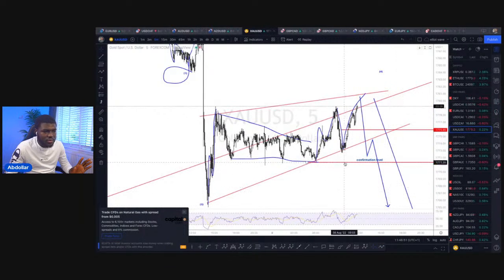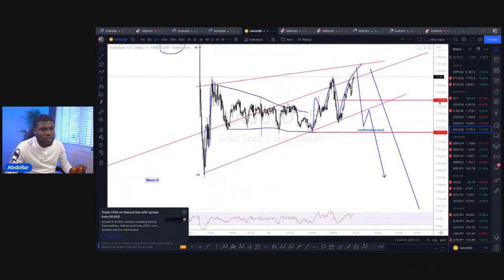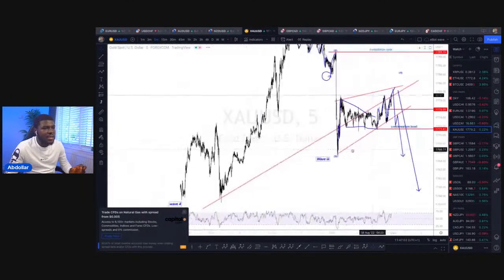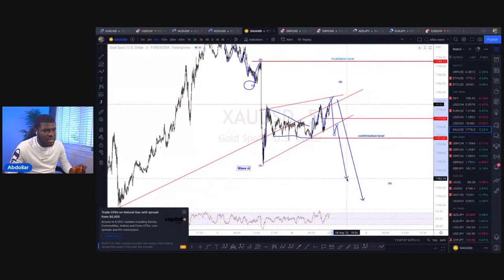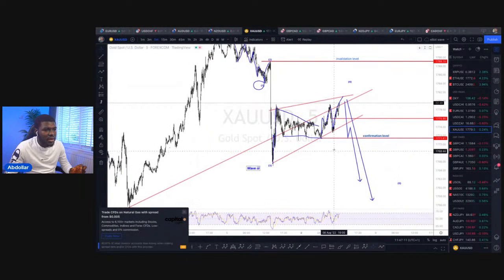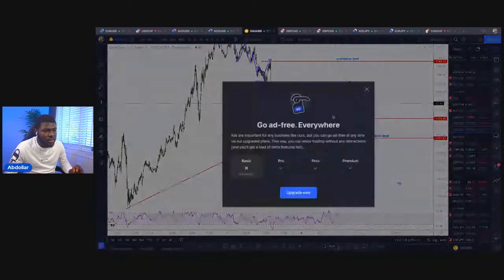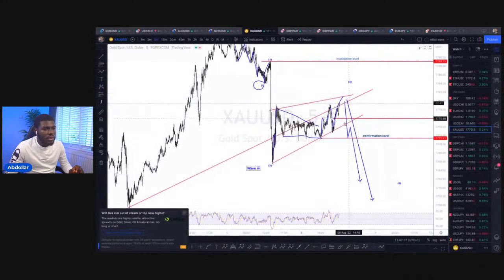Can you see where I put my confirmation level? Even if you want to be more conservative and not aggressive, you can wait for the breakout of 1771.40 before you pick any sell position on gold. So guys, let's anticipate and see how gold is going to do. Actually, I already picked a small sell position on gold, hoping it's going to fall, but let's wait and see.